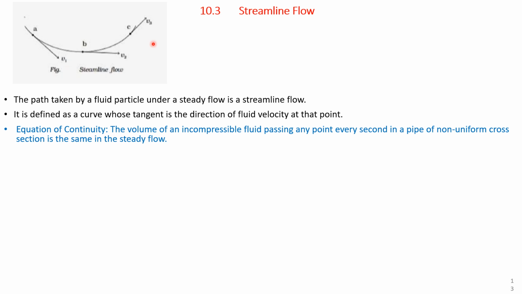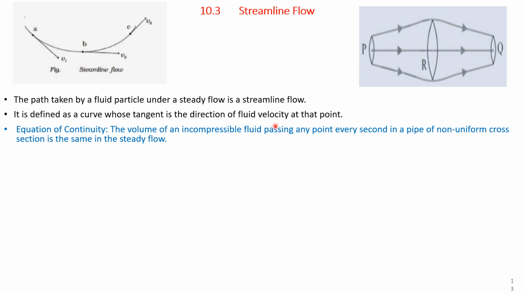Now we will take the equation of continuity. The volume of an incompressible fluid passing at any point every second in a pipe of non-uniform cross section is the same in the steady flow. Please see the figure on the right hand side. Here in this figure, a typical region of streamline flow is shown with direction of arrows.